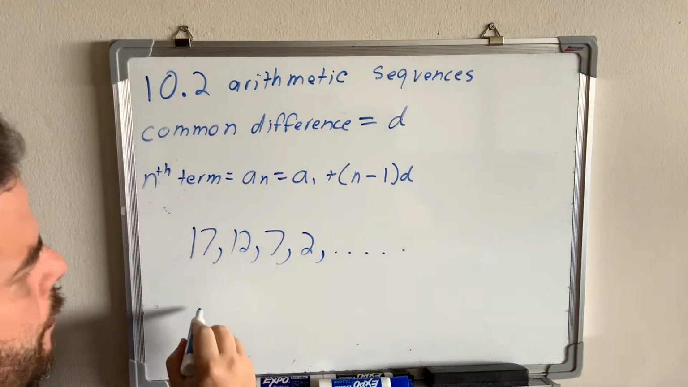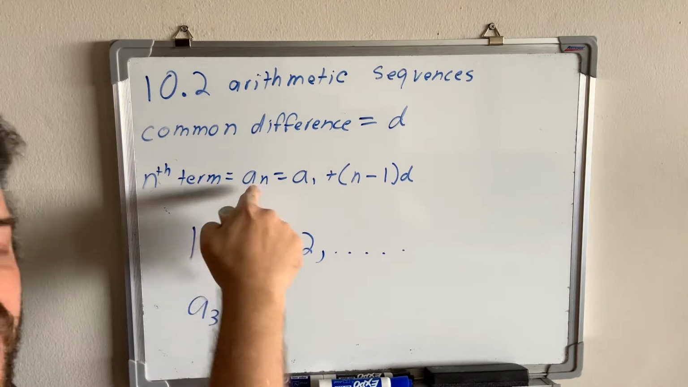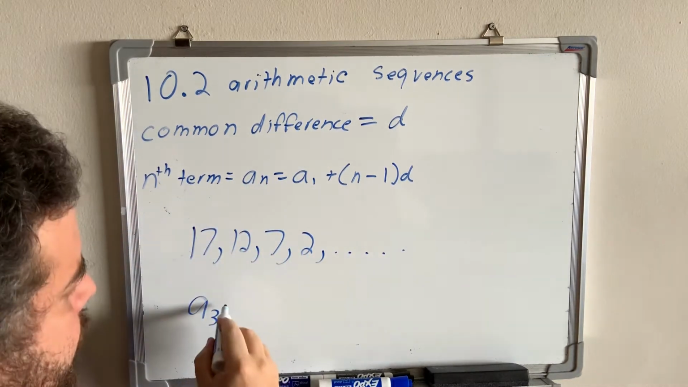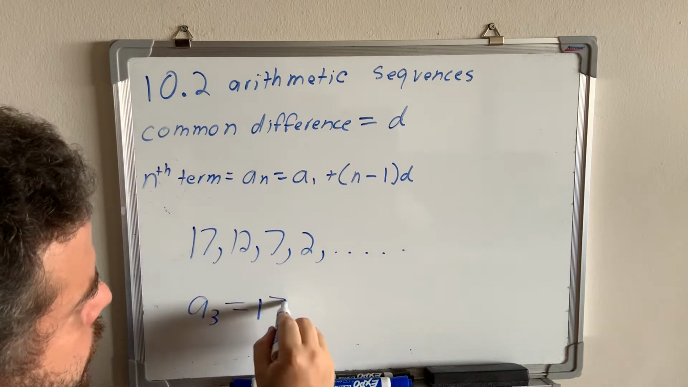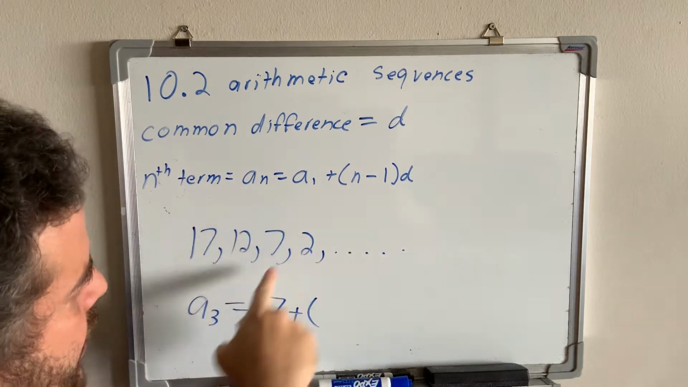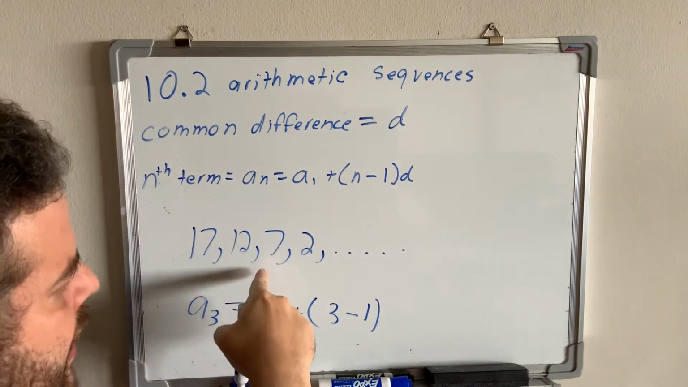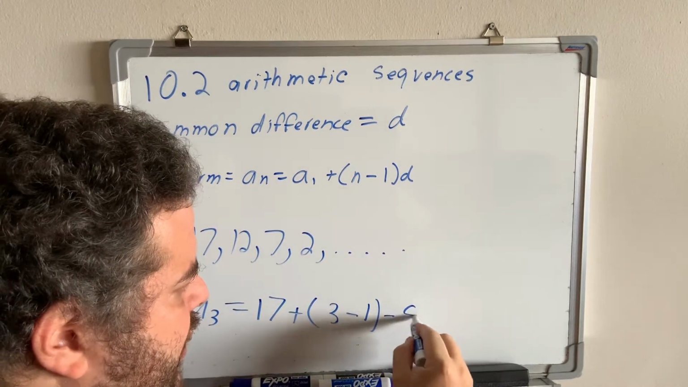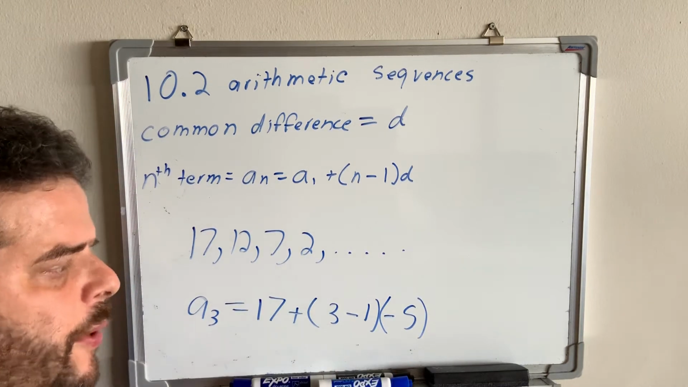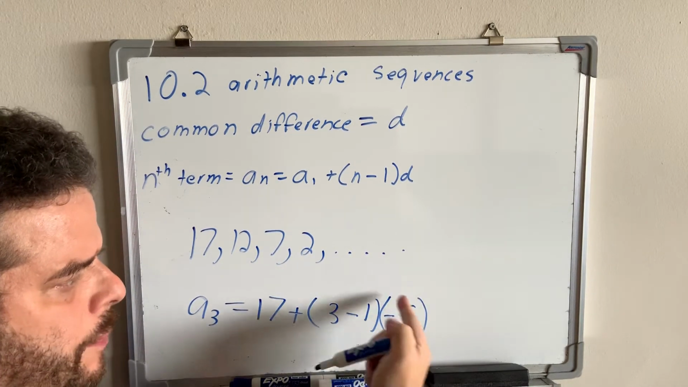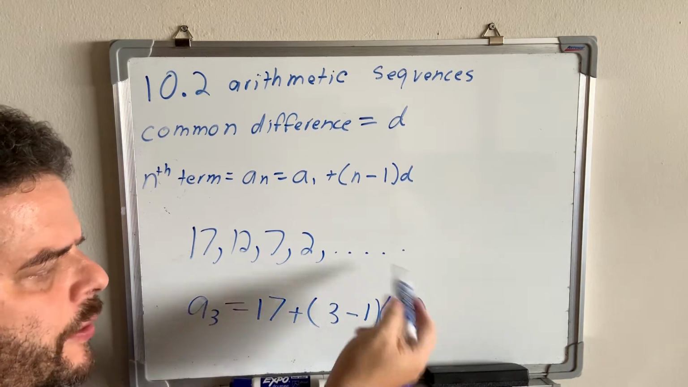So let's say, for example, the third term of this sequence. Again, remember, you change your n for 3. The third term is a1, which is the first term, plus n, which is 3, minus 1, times my common difference, which in this case was negative 5. I like to put a parenthesis there just so you remember it's a multiplication. If you take away the parentheses, you might confuse it for a subtraction. So either make sure you put a times, a period, or a parenthesis.